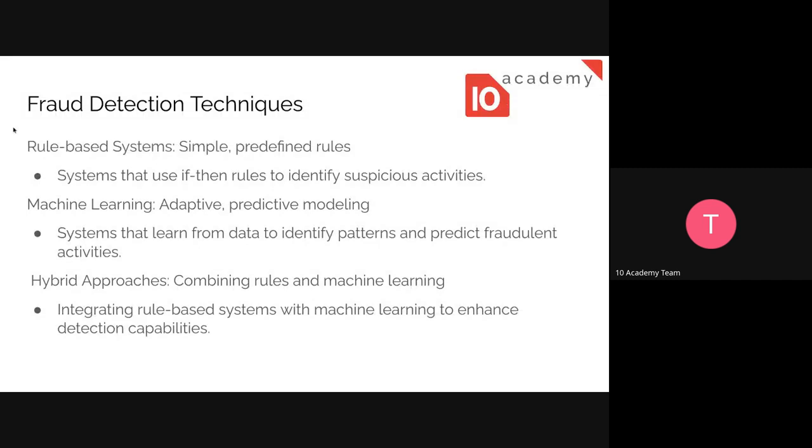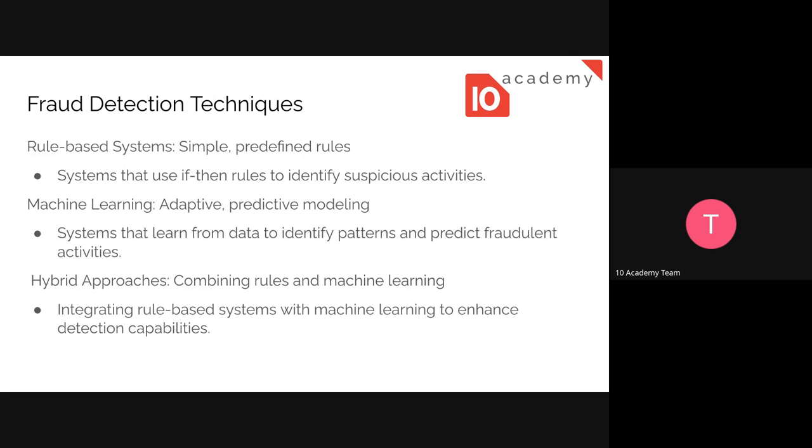Our detection techniques: the first one is simple, predefined rules. This is somewhat rigid, but machine learning is more adaptive, a predictive model. Based on user-level or specific information about a transaction, it will predict whether that activity is fraudulent or not fraudulent. It identifies this based on patterns from previous information. The other one is the hybrid approach, combining rule-based and machine learning, integrating a rule-based system with machine learning to enhance detection capability.